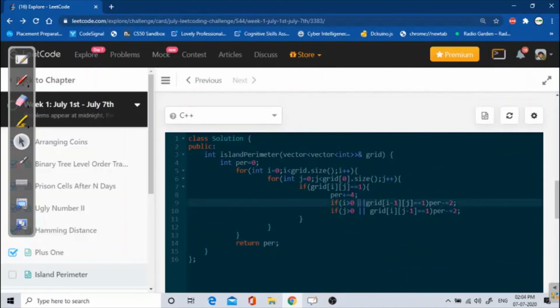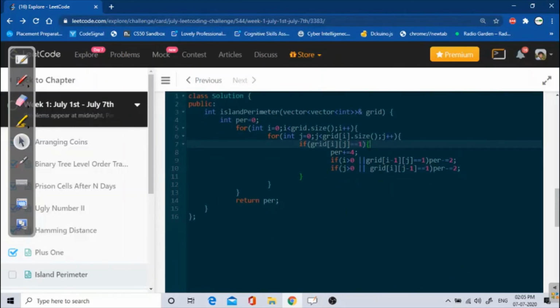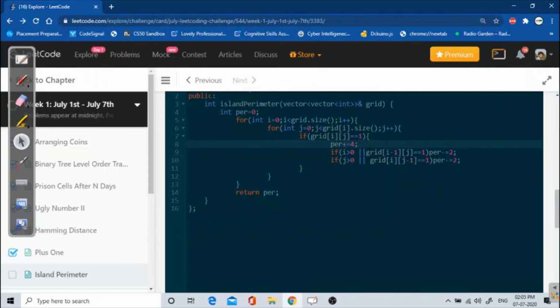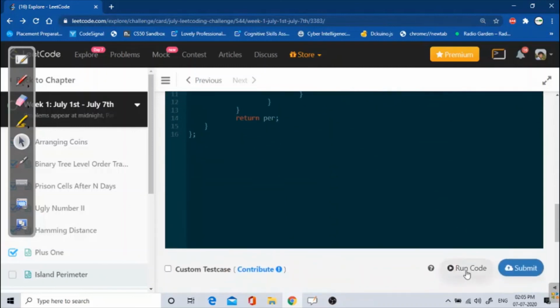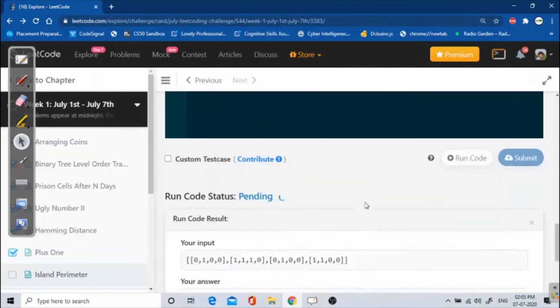If it is i and j minus 1, so we'll be looping up to size, and let's keep it here i only, and again we will see grid dot size j plus plus, grid of i j. I'll just increase, and after that I will see two conditions. If my i is greater than 0 and i minus 1 j equals to 1. Let's run now. Let's see.